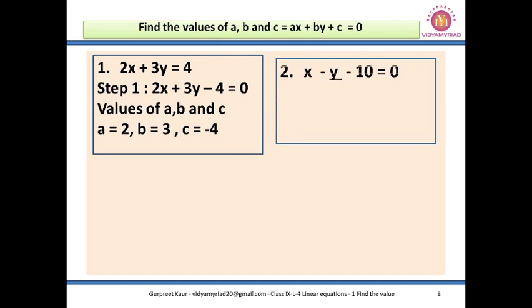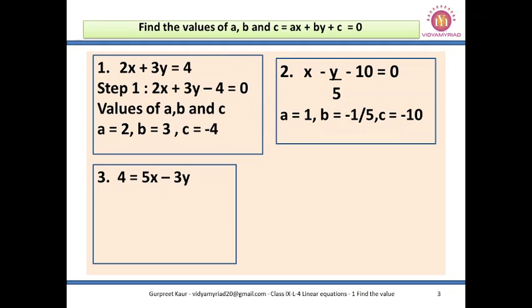Next example, we have x minus y upon 5 minus 10 is equal to 0. Now this is already given into the format of ax plus by plus c is equal to 0. So we will just find out the value of a, b and c. Now if nothing is there with x, so a is 1. B will be minus 1 upon 5 and C is equal to minus 10.